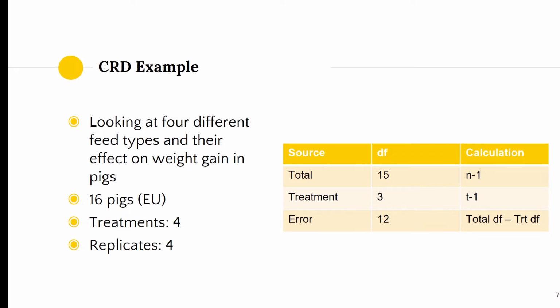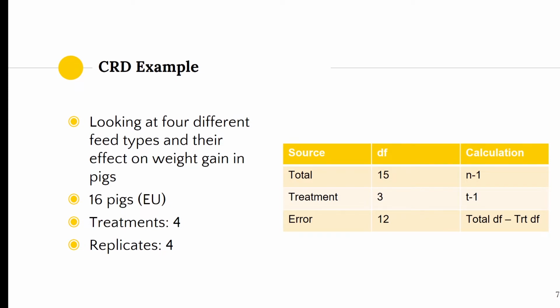We have 4 treatments, or I would say factor levels, but we have one factor, which is the effective diet. And we also have 4 replicates. So, 16 experimental units divided into 4 treatments, 4 replicates of each treatment. Now let's look at the degrees of freedom and how we partition the degrees of freedom.